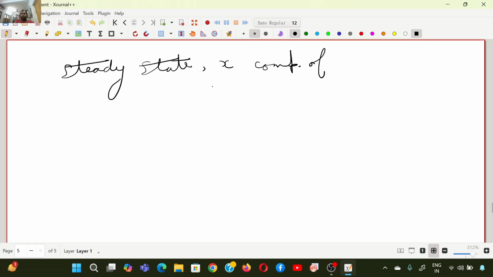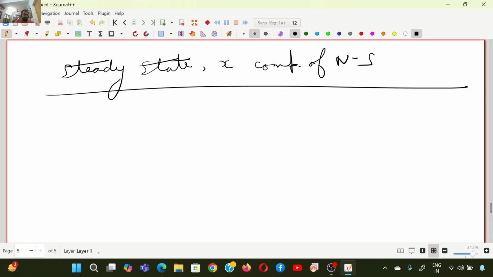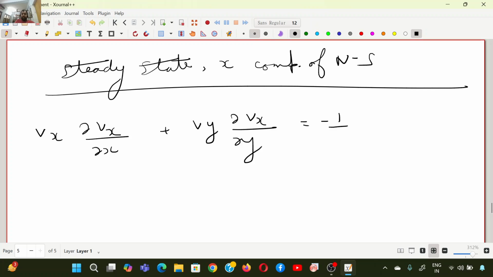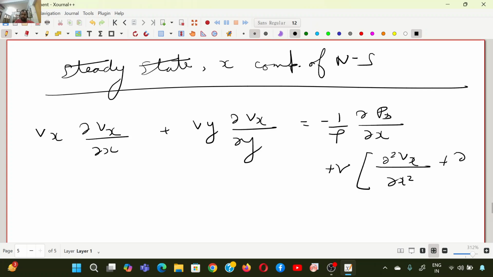Okay, let us now look at the x component of the Navier-Stokes equation for steady state. So it's Vx ∂Vx/∂x plus Vy ∂Vx/∂y is equal to minus 1 by rho ∂Pd/∂x plus nu into ∂²Vx/∂x² plus ∂²Vx/∂y².